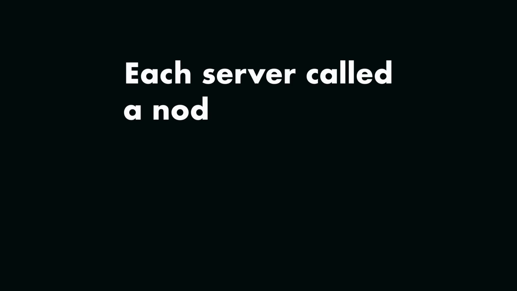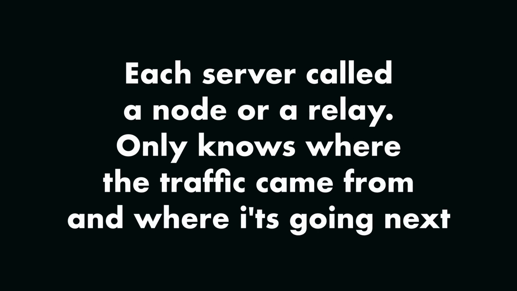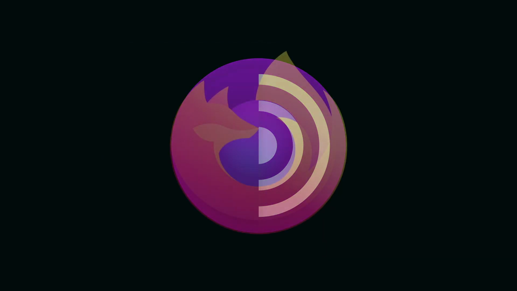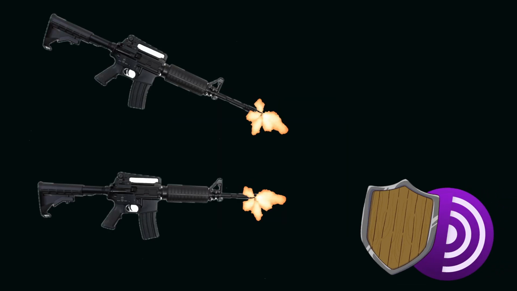Each server, called a node or relay, only knows where the traffic came from and where it's going next, but it never gets the full picture. That means no single point on the internet can easily figure out both who you are and what you're doing. Tor browser is basically a modified version of Firefox, designed to use this network easily and securely. It protects you against surveillance, tracking, and even censorship from your own government.